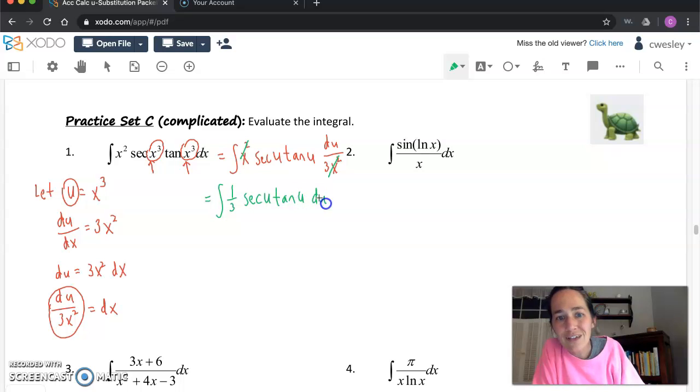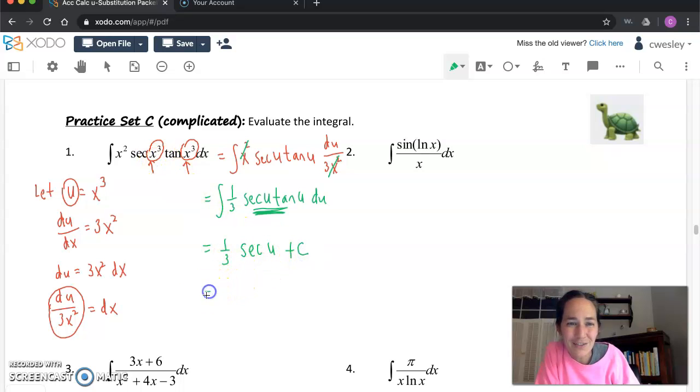And this one just got a lot less scary. This is on our list of trig antiderivatives. Like I said, think of a function who has this as its derivative, and that function is going to be secant. The 1/3 stays because it's a constant. The integral of this expression we can find as secant of u with a plus c. And then last but not least, we plug back in. Man, this one looked, I think, a lot worse than it became.